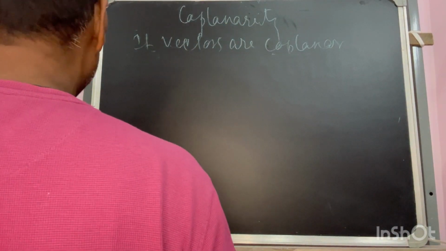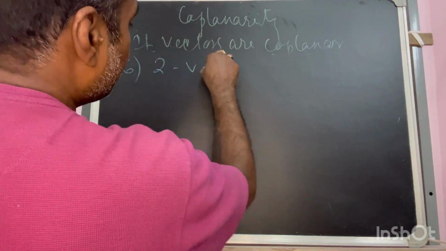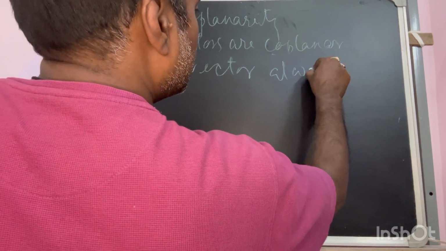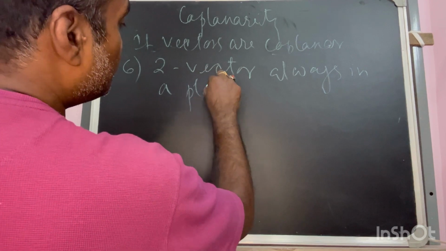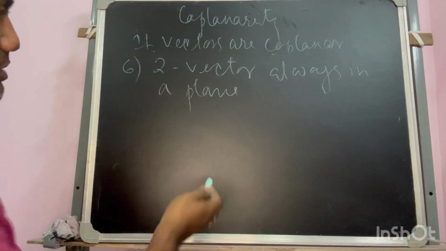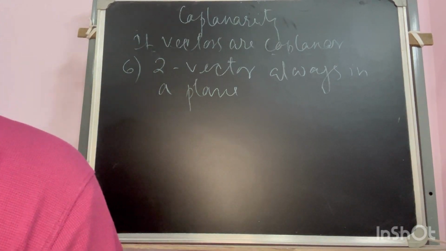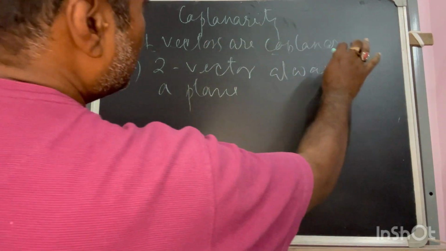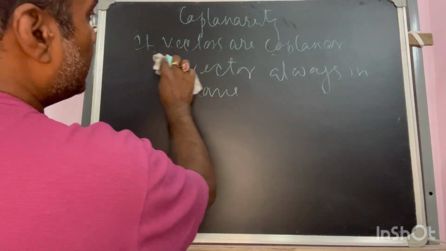Sixth condition: if 2 vectors are given, 2 vectors are always in a plane. We need not prove it, because any 2 vectors will always make a plane. This is a universal truth. So these are the conditions for collinearity and coplanarity.